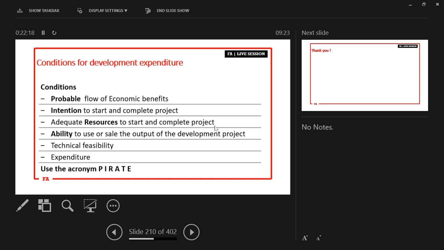And then there is another one. You should have the adequate what? Resources. Now this includes money. You know, we teach management, the 4 M's. Money, man, machines, and what? And management, yes. You need to have enough resources to start and complete your what? Your projects. The enablers. Next, you should have the ability to use or sell the output of the development what?